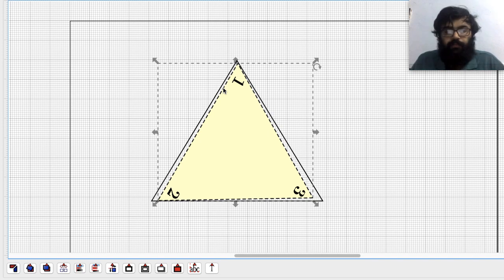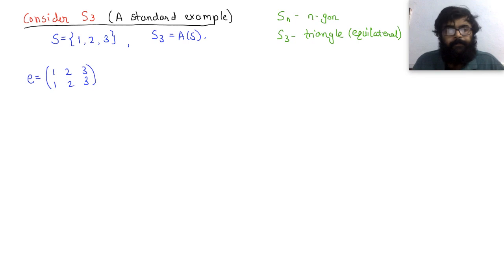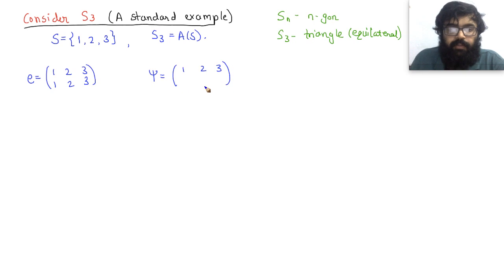So we have one rotation. Let us denote that by psi. Psi equals 1, 2, 3. What has become of 1, 2, 3? 2, 3, 1. And this is rotation by 120 degrees.